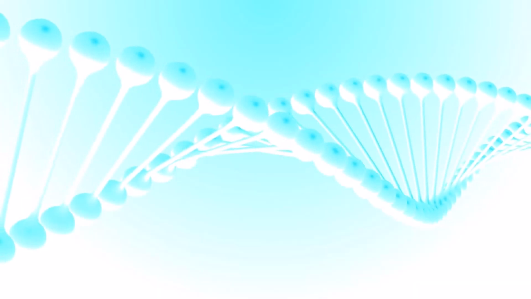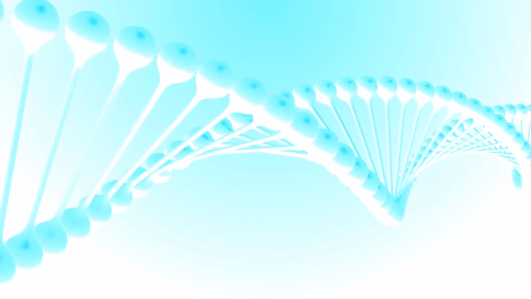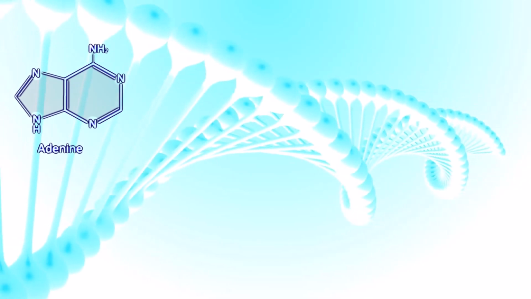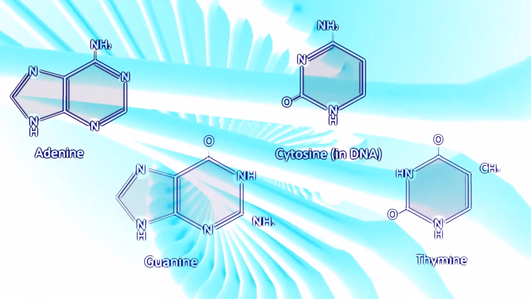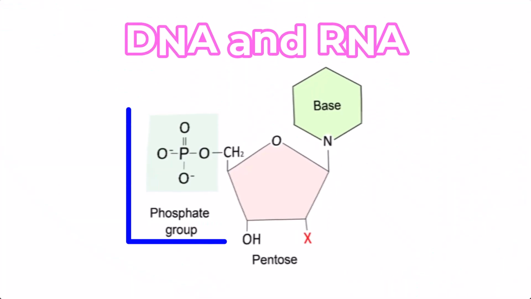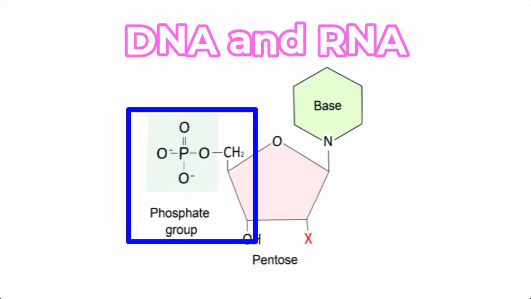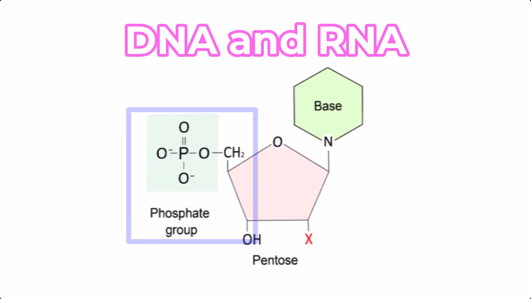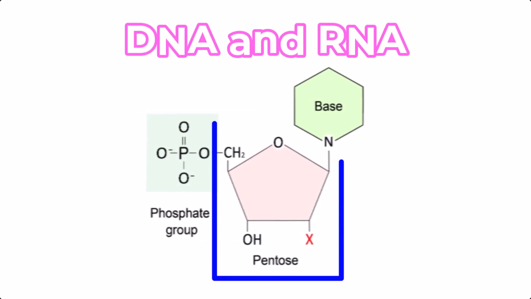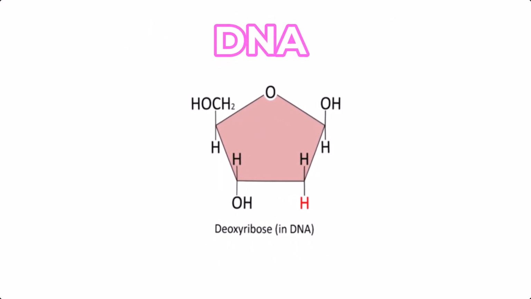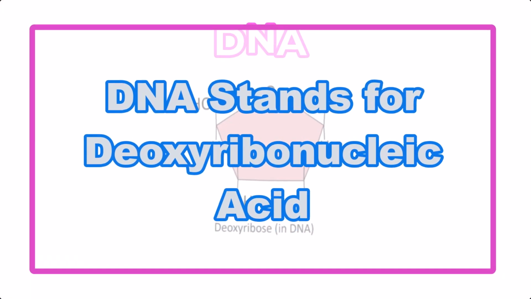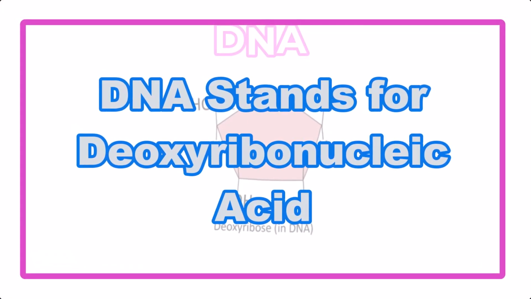There are only 4 nitrogenous bases found in DNA. These are adenine, guanine, cytosine, and thymine. RNA and DNA nucleotides both contain a phosphate group. RNA and DNA nucleotides both contain a sugar molecule. DNA nucleotides have a deoxyribose sugar molecule. This is why DNA stands for deoxyribonucleic acid.